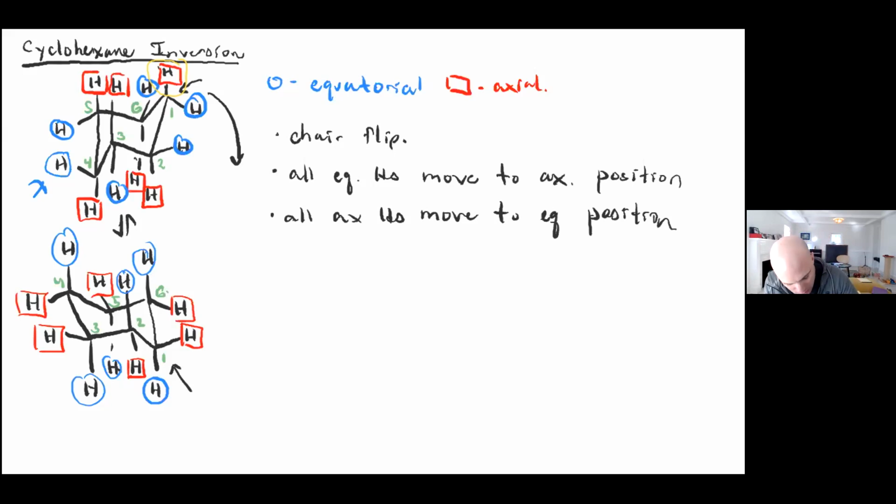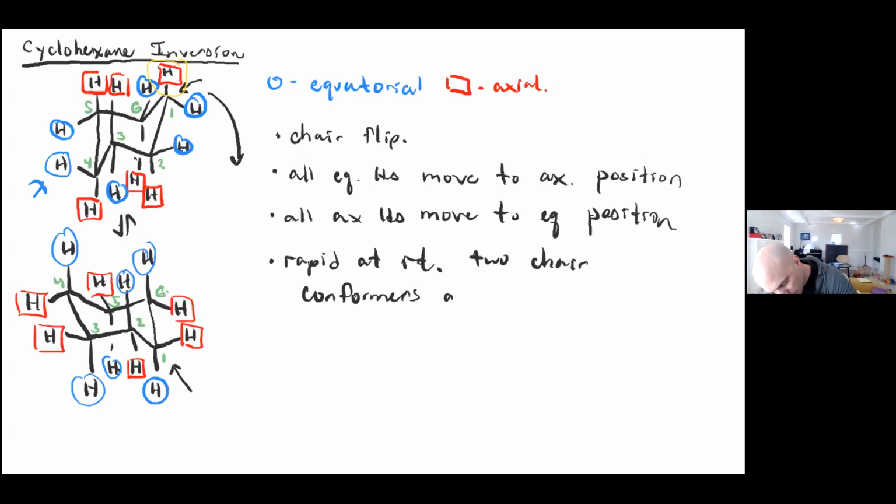And this is a mechanism by which cyclohexane gives off energy. It's like bond rotation or bond vibrations, bond bending. For cyclohexane, you do a chair flip. And so these chair flips are rapid at room temperature. The two chair conformers are interconverting.